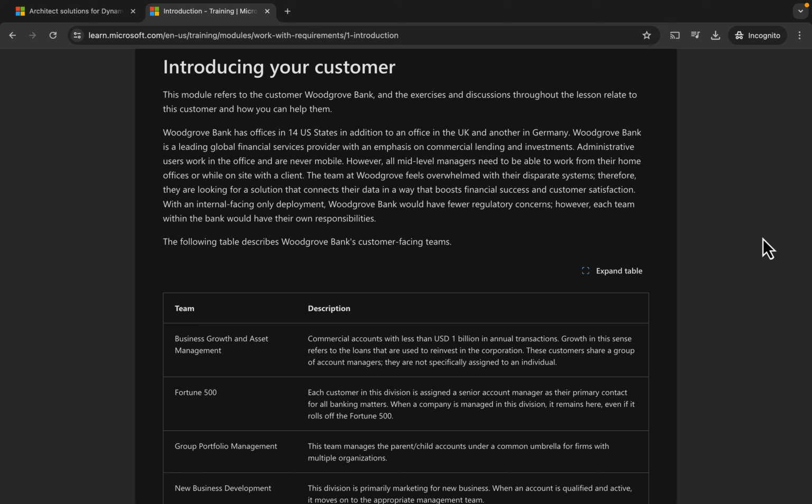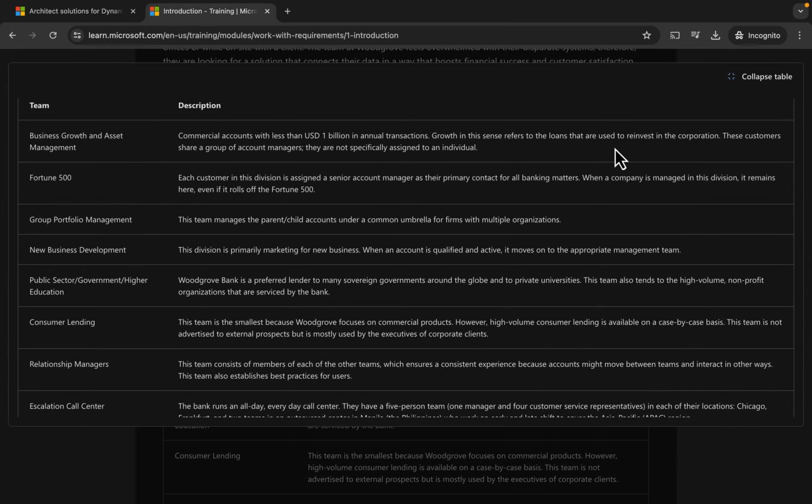However, each team within the bank would have their own responsibilities. The following table describes Woodgrove Bank's customer-facing teams: business, growth and asset management. Commercial accounts with less than USD 1 billion in annual transactions. Growth in this sense refers to the loans that are used to reinvest in the corporation. These customers share a group of account managers. They are not specifically assigned to an individual.